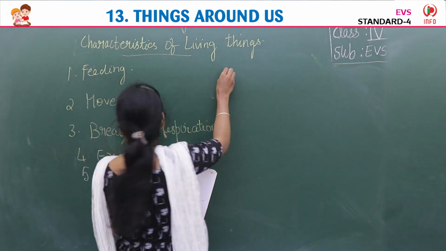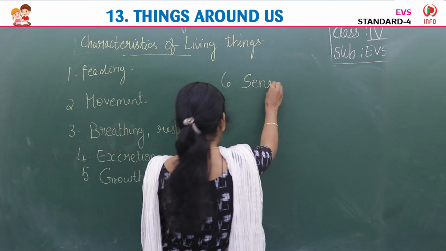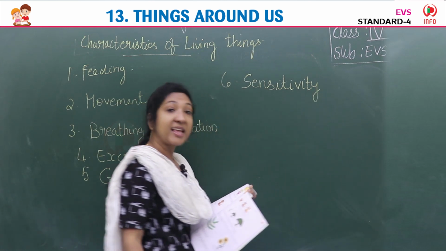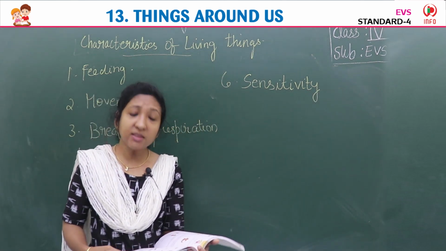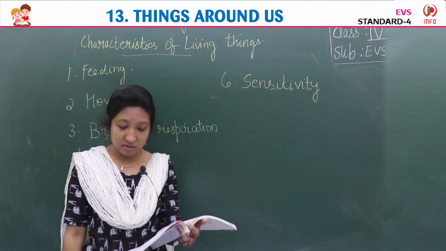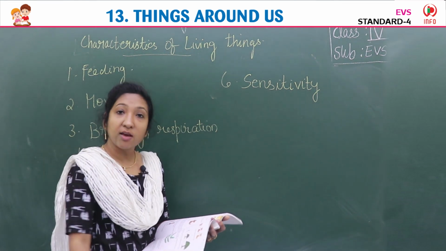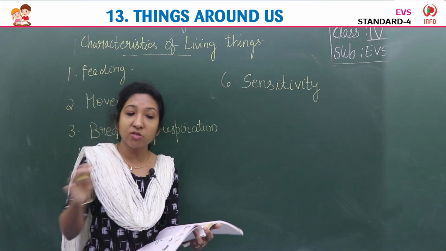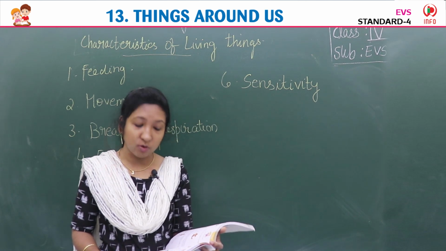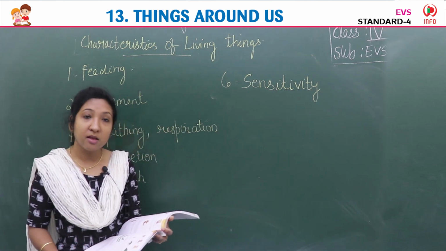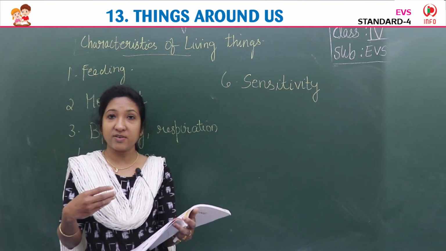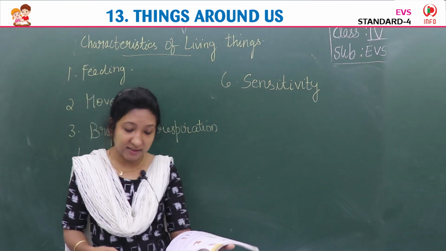Then sixth one is sensitivity, we say. Sensitivity. Living things react to changes around them. We react to the changes, isn't it? When we touch a hot object, we feel hot. When we touch a cool object, we feel cool. We react to touch, light, heat, cold and sound, and so do other living things. How we are reacting, the same way other living things also react. They respond, we say. That is called sensitivity.